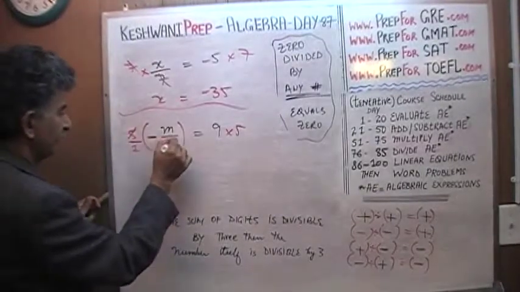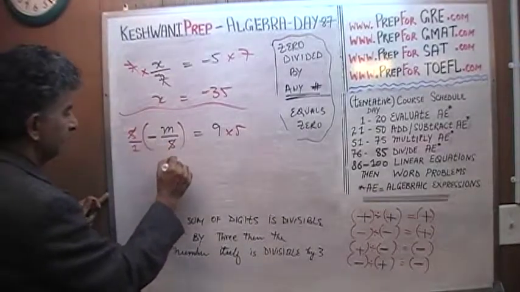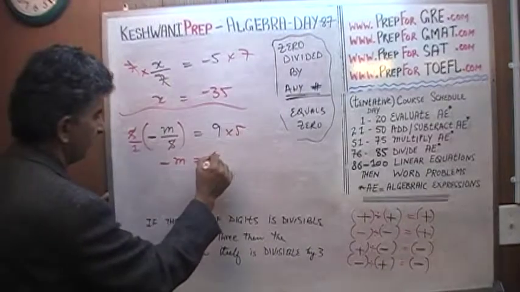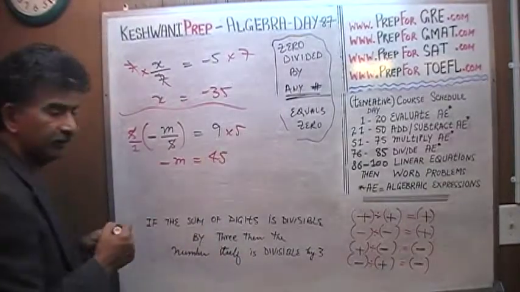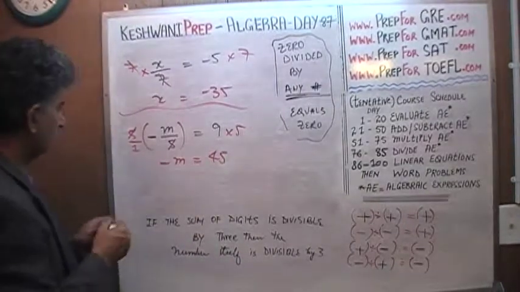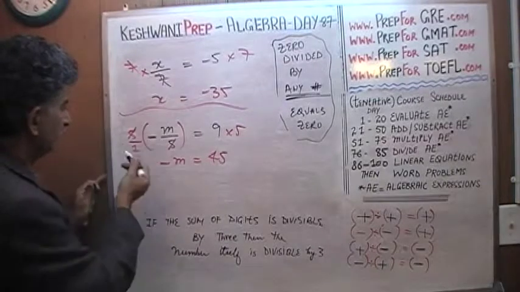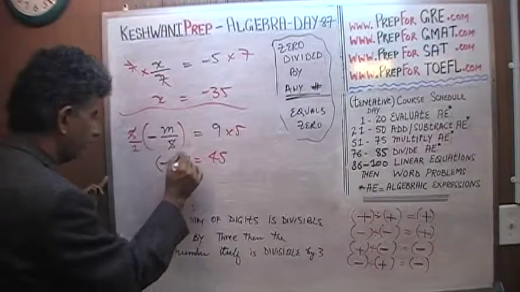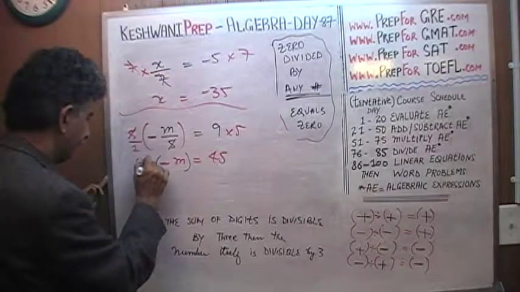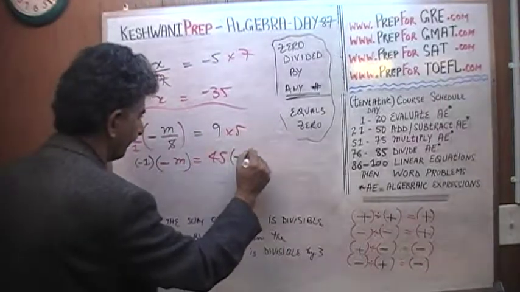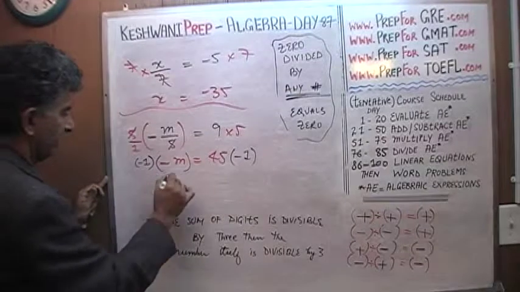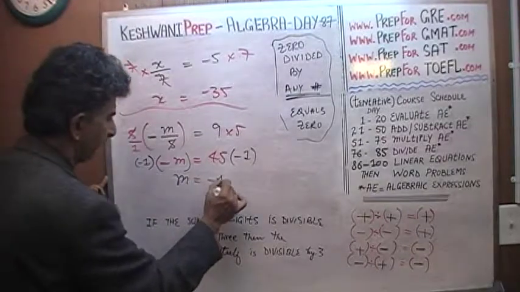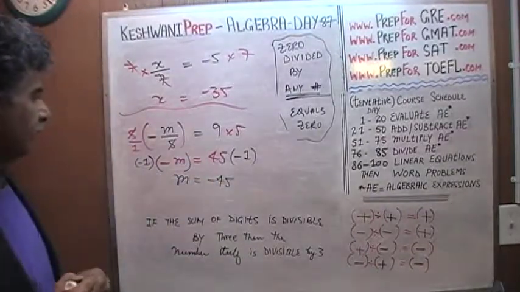This 5 cancels out with this 5, and we end up with negative m equals 9 times 5, which is 45. How do we get rid of this negative sign? Well, technically speaking, we should have multiplied this by negative 5 here, but anyway, let's multiply both sides of the equation by negative 1. So negative times negative is positive, so m equals negative 45.